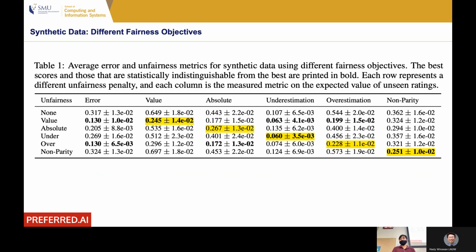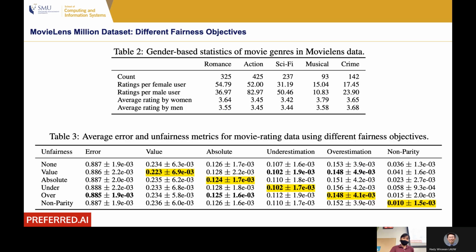So meaning adding the metric for unfairness can actually reduce the unfairness. The authors say that it's up to the system designer, so whichever kind of fairness you want to preserve in your system, you can actually focus on a particular type of unfairness metric. But this suggests that the value unfairness can also reduce the other unfairness as well.